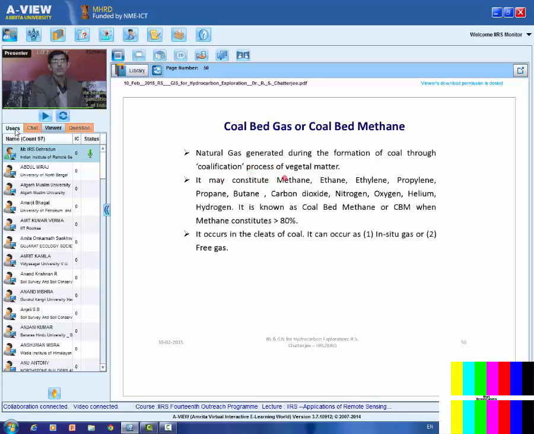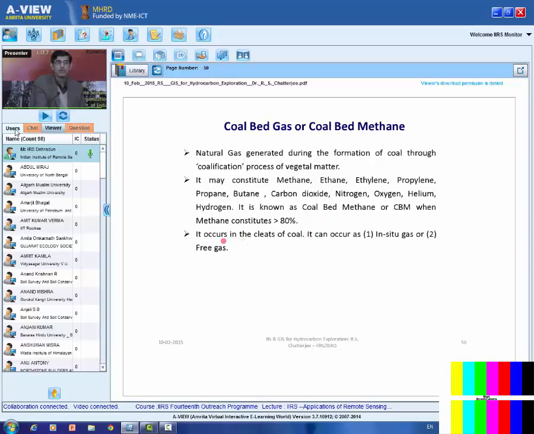Compositionally, coal bed gas may contain methane, ethane, ethylene, propylene or propane, and butane. There may also be carbon dioxide, nitrogen, oxygen, helium, and hydrogen. When the methane percentage in the coal bed gas is very high, more than 80%, it is known as coal bed methane.